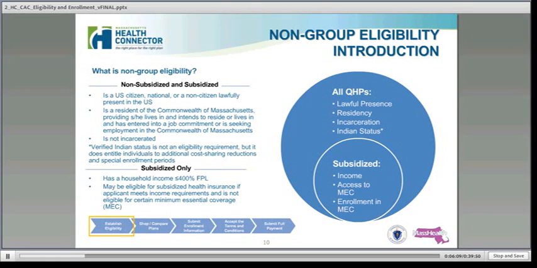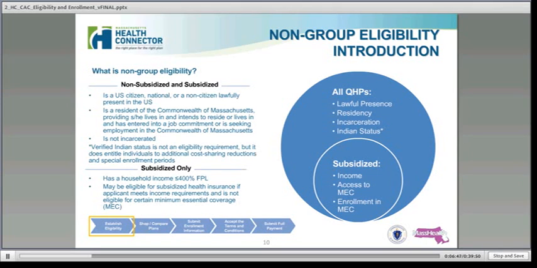Now, there's an important note here about Indian status. Verified Indian status is not an eligibility requirement, but it does entitle individuals to additional cost-sharing reductions in special enrollment periods. In a few slides, we're going to dedicate some time to looking at American Indians, but it's important to note up front when someone is shopping that if they do in fact have Indian status, they may be eligible for additional cost-sharing reductions and are not subject to the limited enrollment period.